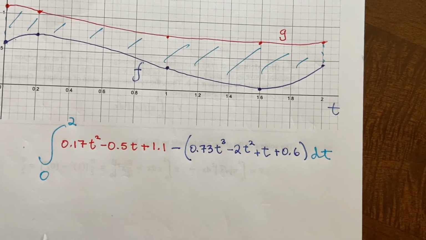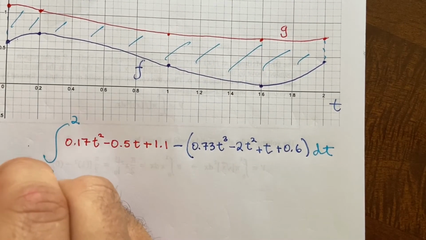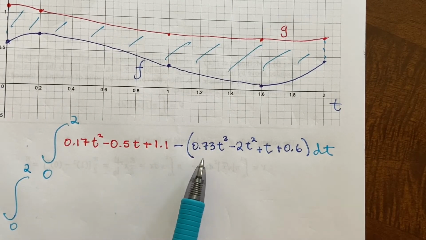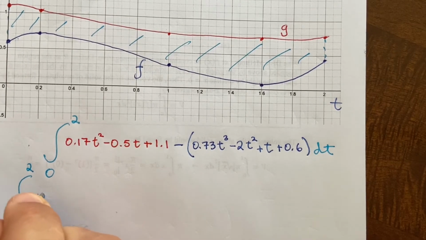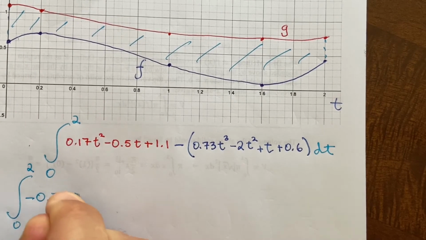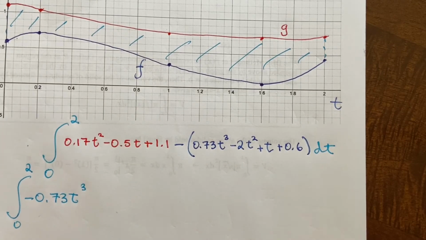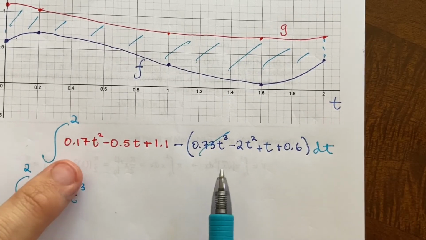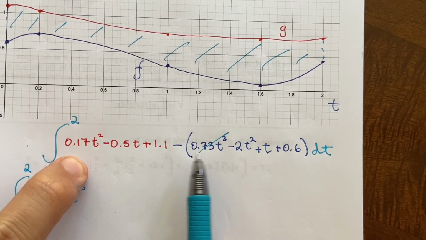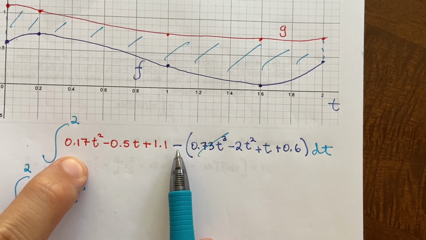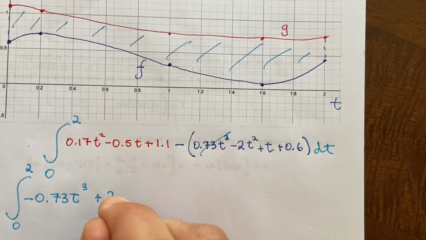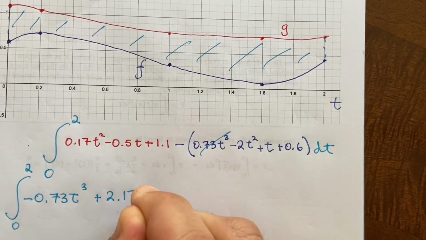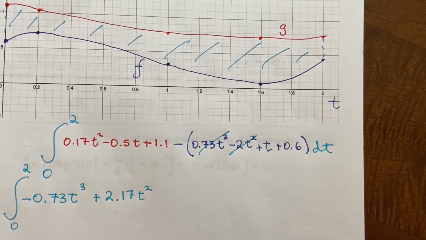So simplify, combine like terms. Right, so it looks like just one cubic, so I'll go ahead and write that out front. So negative 0.73 t cubed. So this one's accounted for. Then I'll have these squared terms. This one actually turns into a plus, right? So that'll be positive 2 t squared. So I'll have plus 2.17 t squared. Right, these ones are now accounted for.